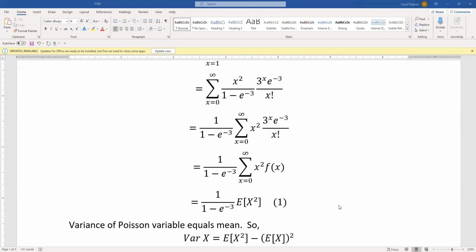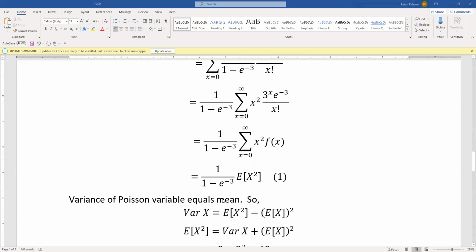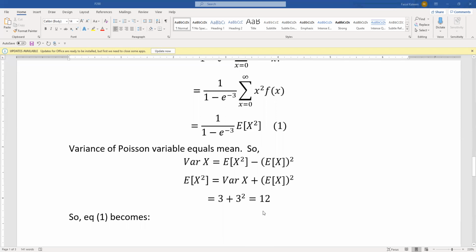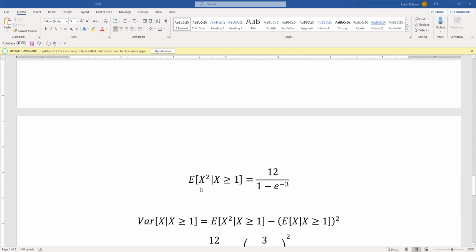Now, to find E[X squared]: when we found the expected value, we had E[X] here, which we knew to be 3, but E[X squared] is not directly known. What we know is that the variance of Poisson equals the mean, so we use our famous formula that variance is equal to E[X squared] minus (E[X]) squared in order to get E[X squared], which from this equation will be variance of X plus (E[X]) squared. So variance is 3 because the mean is 3, and then E[X] squared is 3 squared, that's 12. So we substitute 12 here to get E[X squared | X ≥ 1]. So 12 over 1 minus e^(-3).